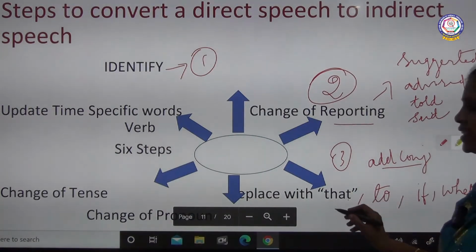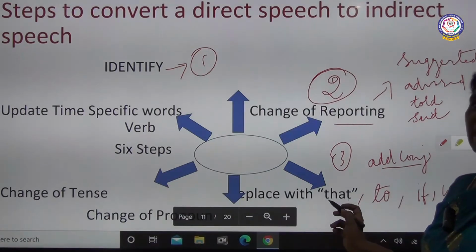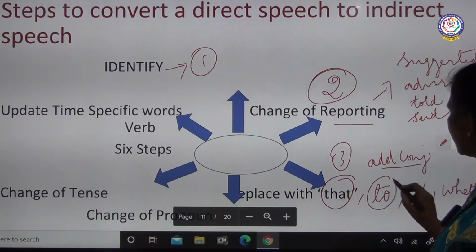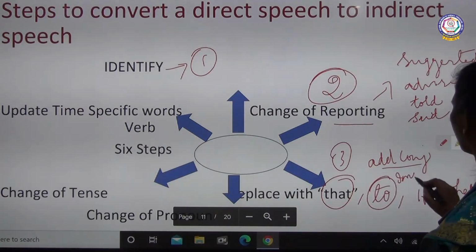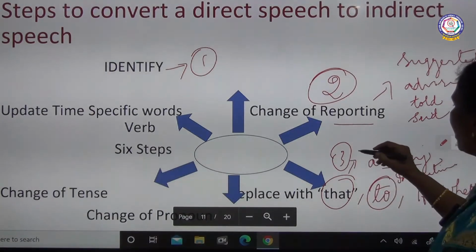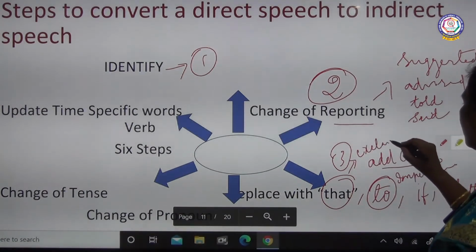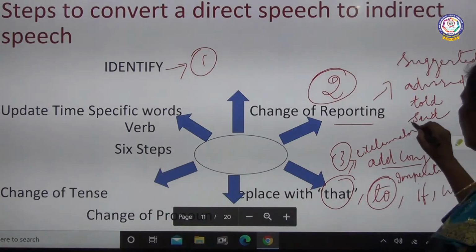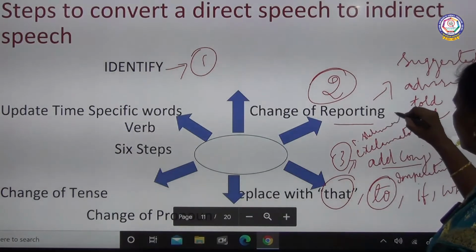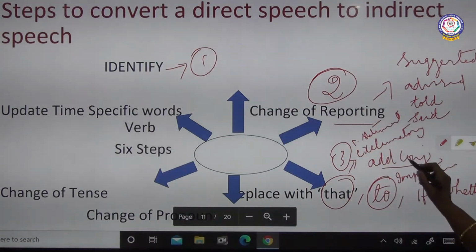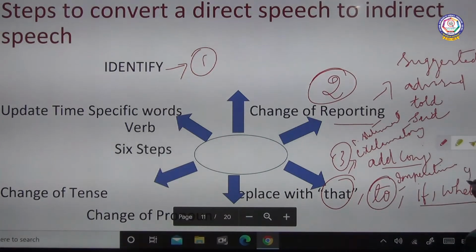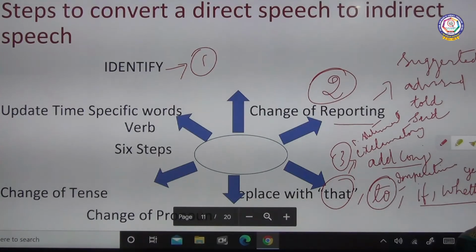If it is an exclamatory sentence, a declarative sentence or a statement, then you will be using "that". If it is an imperative sentence, you will be using "to". "To" is the conjunction used with an imperative sentence, and "if" or "whether" is used for a yes or no type question.